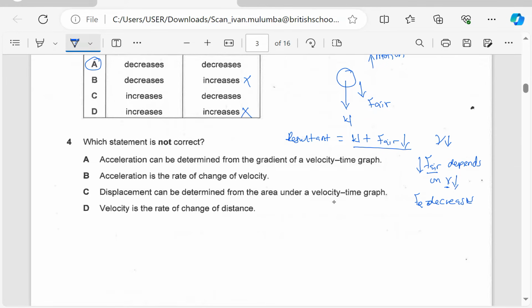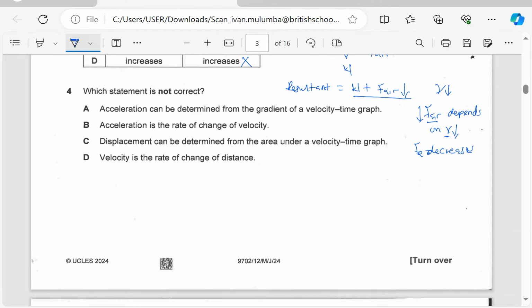Which statement is not correct? So one, acceleration can be determined from the gradient of a velocity time graph. Of course, if I have a graph of velocity against time, I know that the gradient is the acceleration, so this statement is correct. Acceleration is the rate of change of velocity: change in velocity over time. That statement is correct.